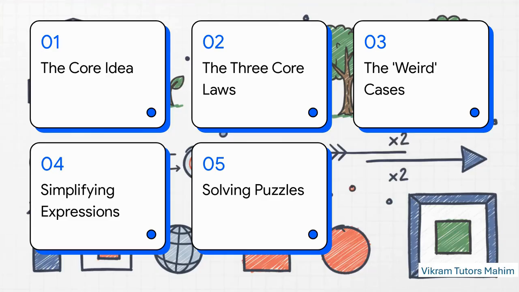So here's our game plan. We're going to start with the main idea. Then we'll build our basic toolkit with 3 essential laws. After that, we'll dive into some of the weird cases that can trip you up. Then we'll put it all together to simplify some expressions, and for the grand finale, solve a few puzzles. Sound good? Let's do it.